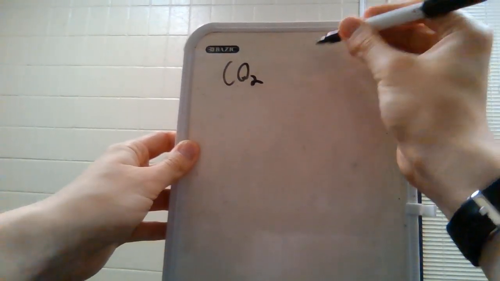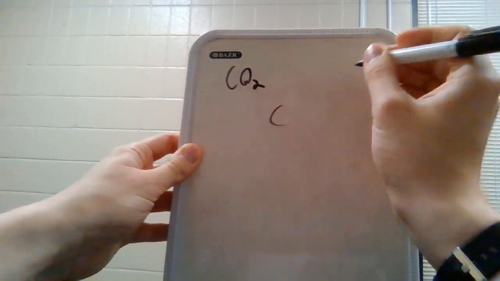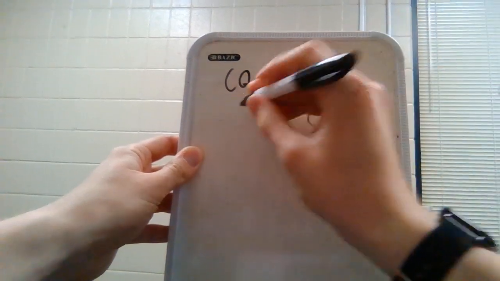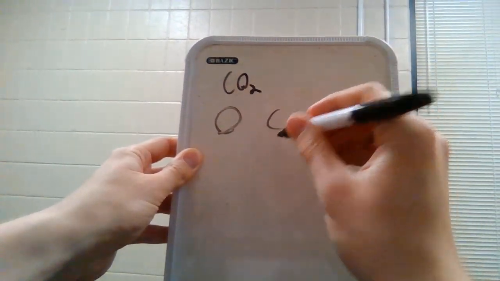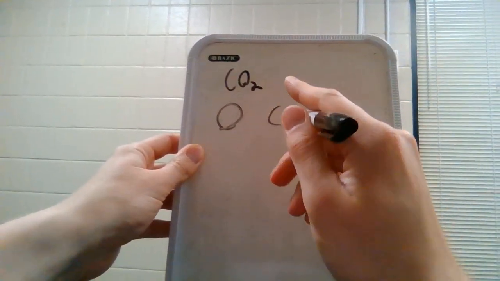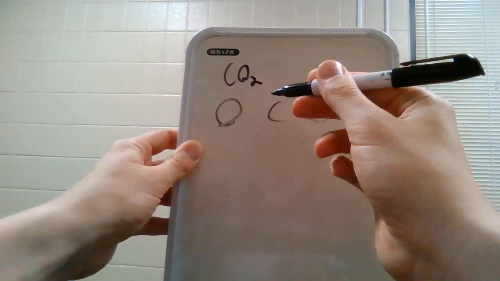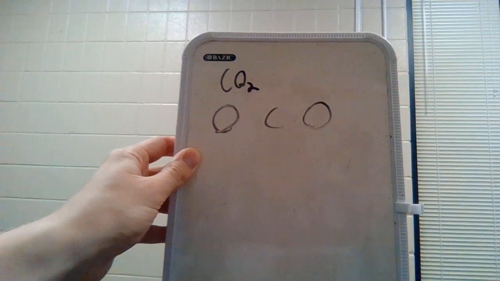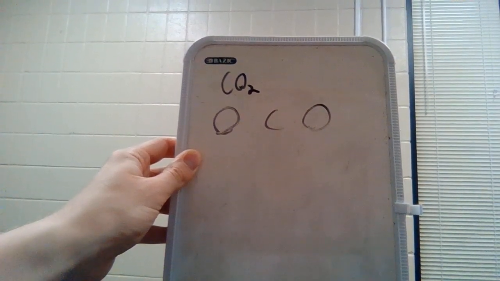But what we want to do is try and write them out. So we know that C is the central bond, and we have two oxygens. Carbon, oxygen, oxygen. So first we need to calculate the total amount of valence electrons. And you may be asking yourself, what exactly is a valence electron?